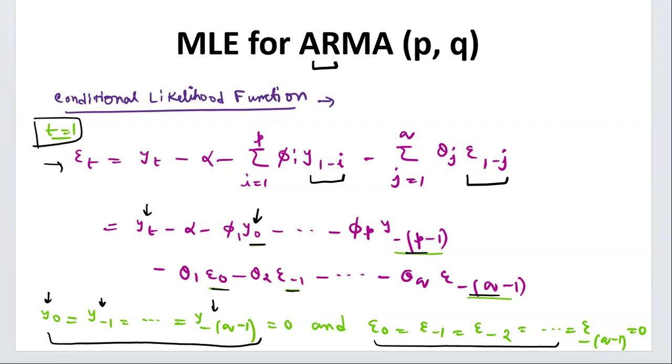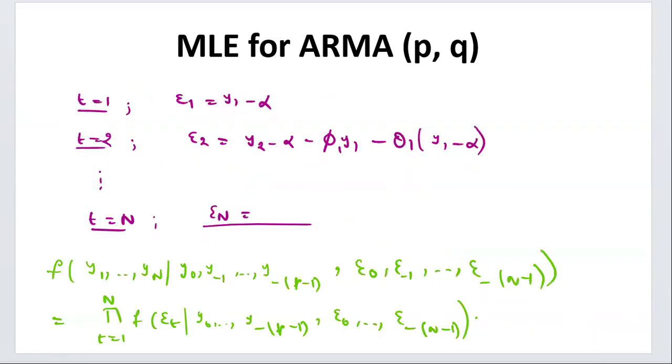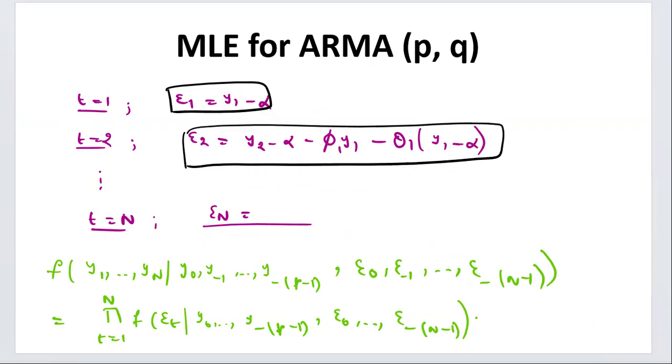Otherwise, there is no way of moving forward, right? So whatever things are unknown to us, we have assumed to be 0. So the yt's are 0 in this portion, and the epsilons, as usual, what we have done for MA(q), will also be 0. And once you do that, you can again find out the terms. Epsilon 1 is the same again, y1 minus alpha. This is the term for epsilon 2, all the way down to t equals n, and find out the general expression.